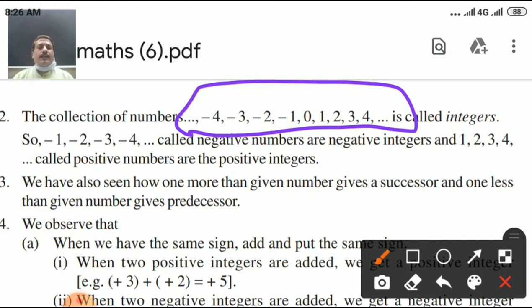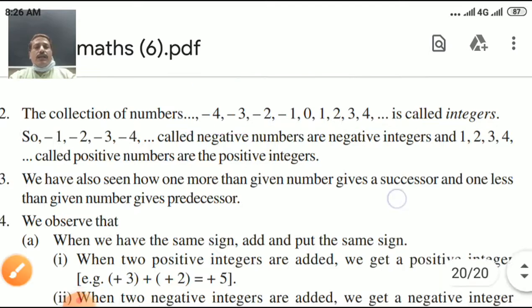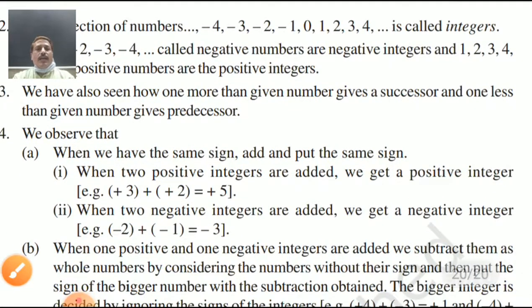Okay? Clear? Very nice. Now the next topic. We observe that when we have the same sign, add and put the same sign. When both numbers are positive, we have to add up. When both numbers are negative, we have to add up and put the negative sign. There is no need to put the positive sign when the answer is positive, but it is compulsory to put the negative sign when the final answer is negative.